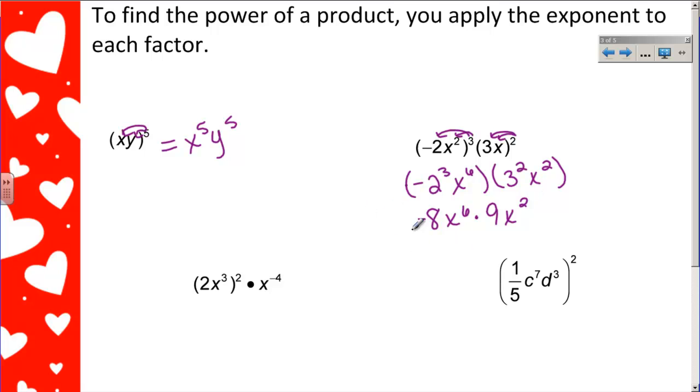So now we're going to multiply our coefficients. So I'm putting a bunch of rules together here all at once. I distributed my exponents, then I have to add my exponents. Okay, so I've got to do all this. -8 times 9 is -72, and then I've got to add these exponents because I have the same base. They're both an x. So 6 plus 2 equals 8. So there's my simplified answer, is -72 x to the 8th. So this put several rules all together in one.